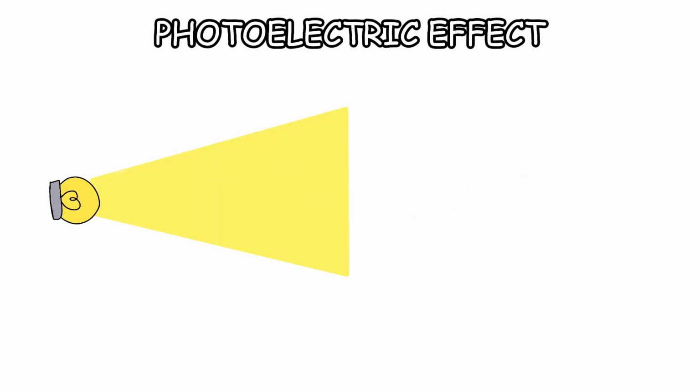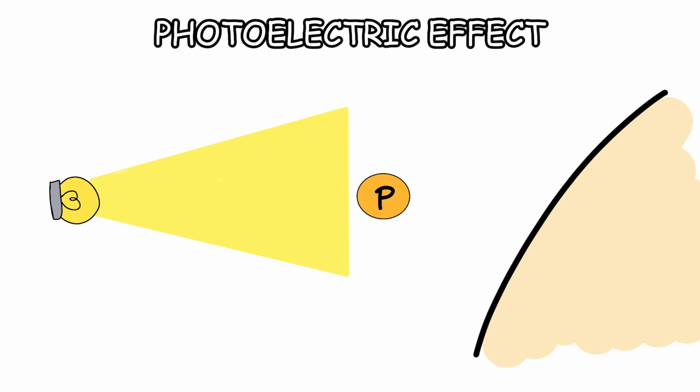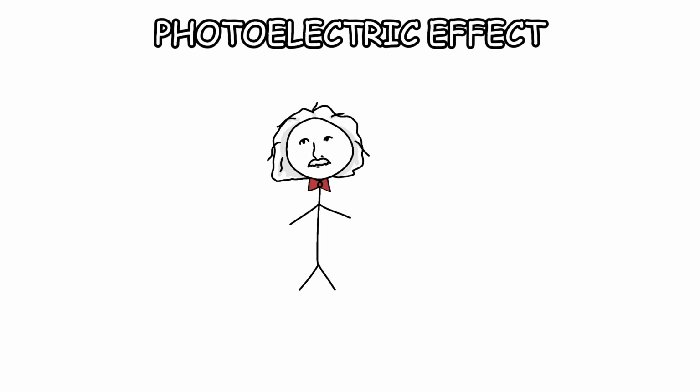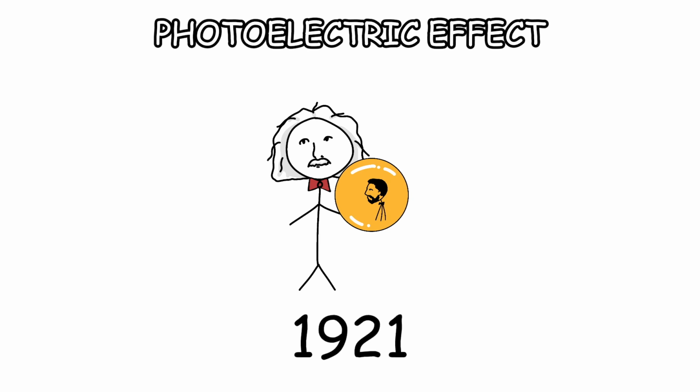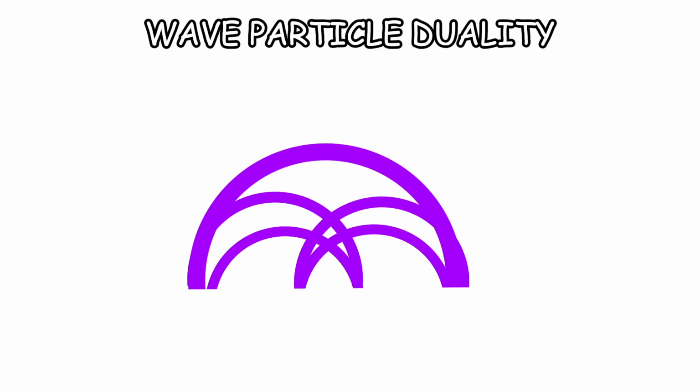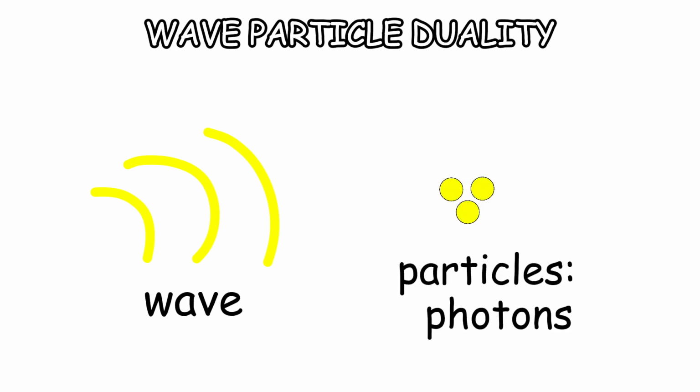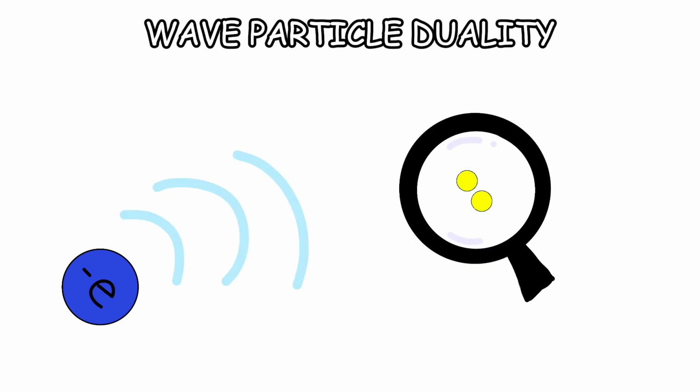When light shines on a material, photons transfer their energy to electrons, allowing them to escape. This discovery laid the groundwork for quantum mechanics and earned Einstein the Nobel Prize in Physics in 1921. Wave-particle duality. Light behaves both as a wave and as particles called photons. It introduced the idea that particles, such as electrons, manifest wave-like properties and that the behavior of matter at the atomic scale is fundamentally different from classical physics.